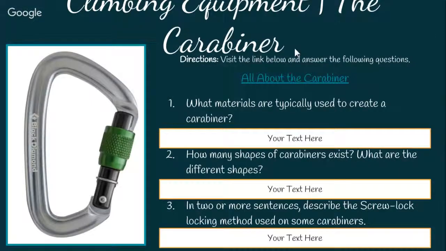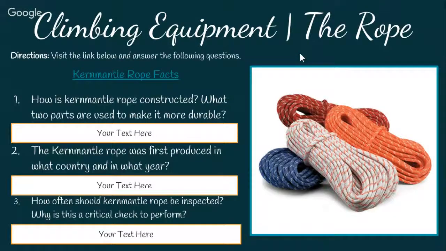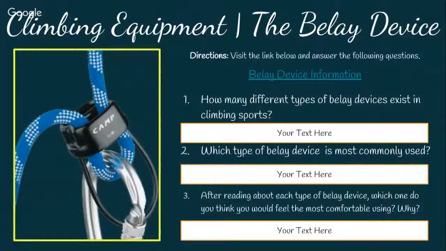And then we get into more equipment, carabiners. And then we get into the rope equipment. And then we get into belay devices. They're clicking on all of these external links to get into this information and find out why these exist. How many types are there? Why do we use them? What is their purpose? And we do this before we take them to the location to participate in the activity, so that by the time they get there, they know what they're looking at.